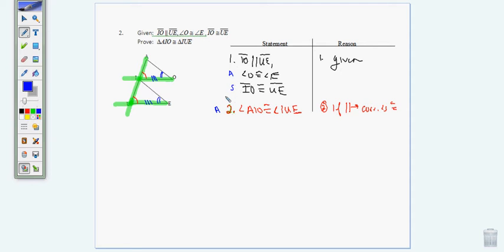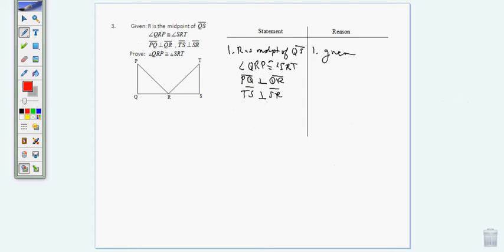Well, do we have angle, side, angle, or do we have angle, angle, side? The only way to know is not by the order that it's written in the proof, but to look at the picture. And in this case, this side is the included side. It's in between these two angles. So I'm going to say in step 3, just what they wanted me to say, that these triangles are congruent. Triangle AIO is congruent to triangle IUE, and that was because of angle, side, angle. The side is included in between the two angles.